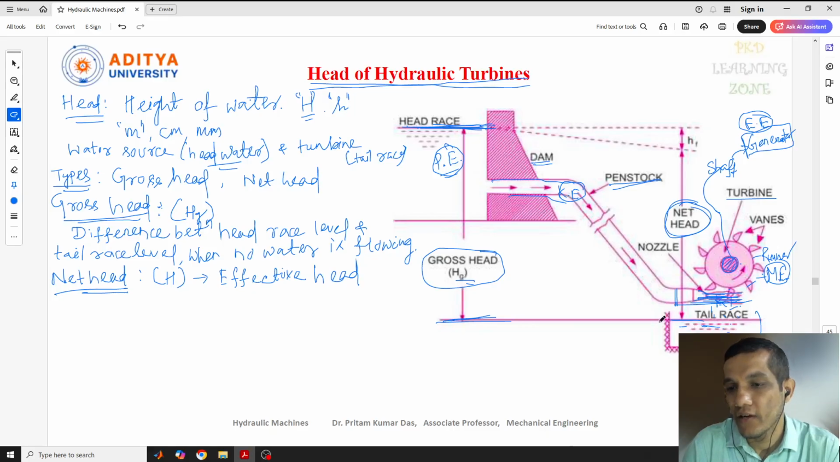Either you can consider it here, or sometimes the turbine is inside the water. So we have considered from the tailrest up to a distance of this. Why this distance is not considered, I'll tell you. So the head available at the inlet of the turbine is considered when water is flowing, while this one we did not consider when no water is flowing.